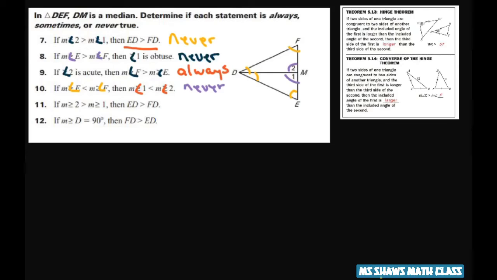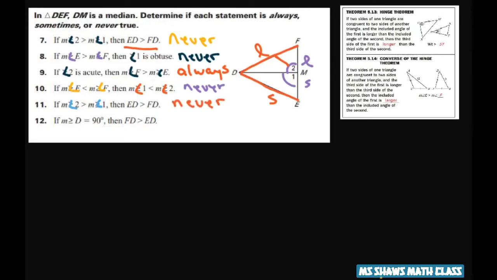All right, next one. Angle 2 is greater than angle 1. So the measure of angle 2 is larger and the measure of angle 1 is smaller. That means DF is going to be larger than DE, which is smaller. They're saying ED is greater than that. So for number 11, that's going to be never.